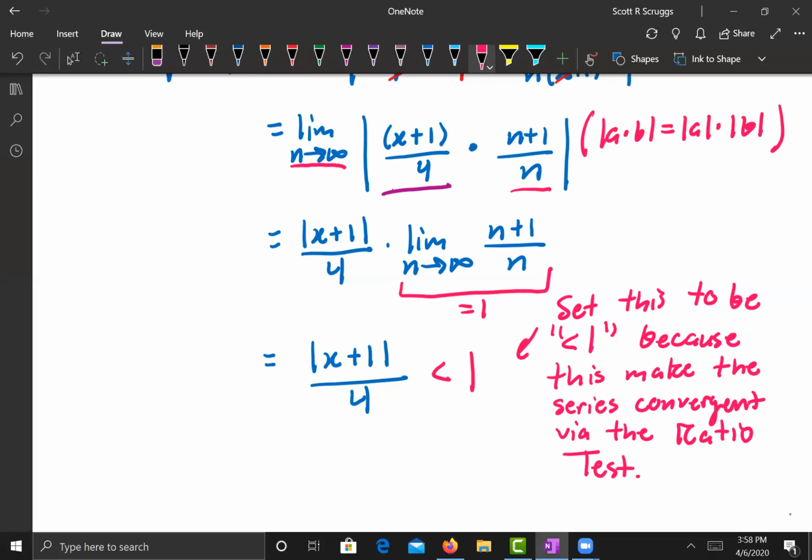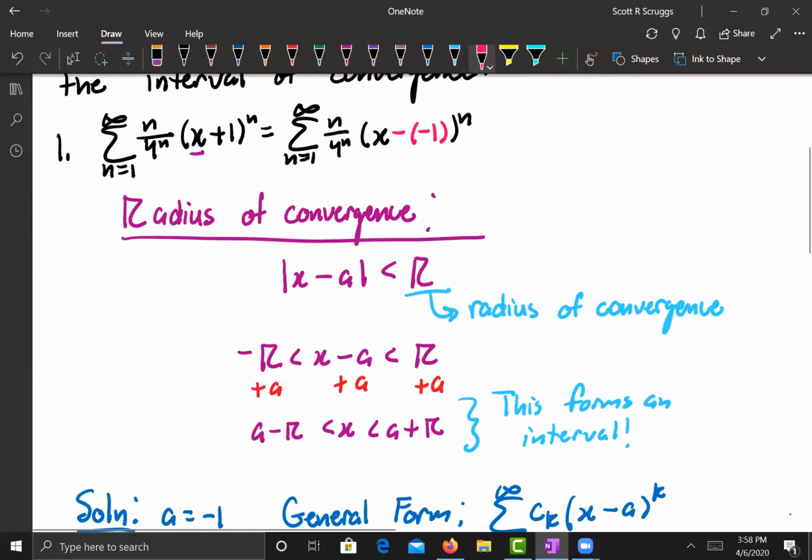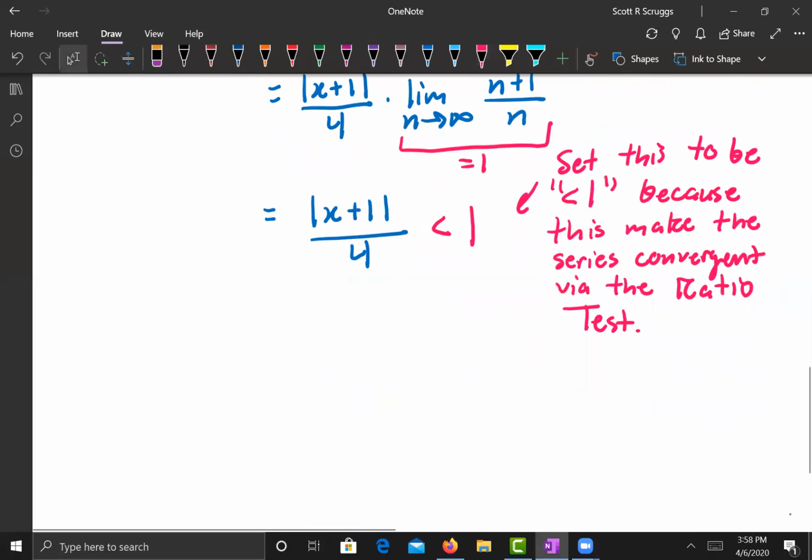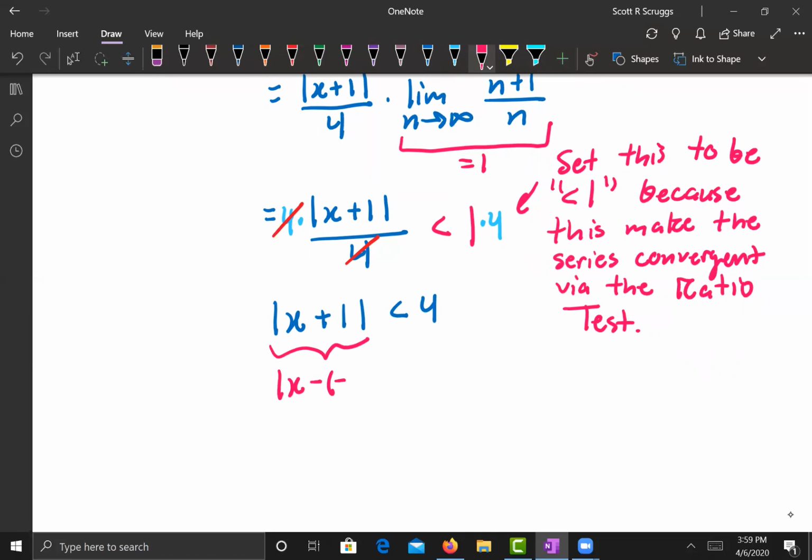And now I'm very close to that definition of a radius of convergence. x minus the center less than some positive quantity. All I have now is just a 1/4, or a 4 in the denominator. So I multiply both sides by 4 to get rid of that 1/4, which now gives me the absolute value of x plus 1 less than 4, or x minus our center, which is -1, is now less than 4.